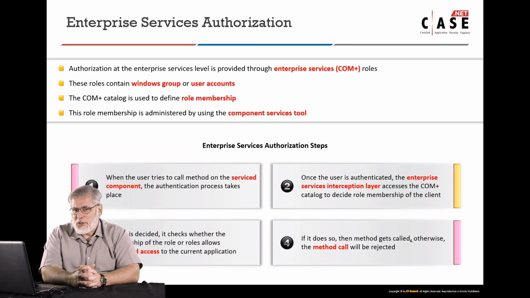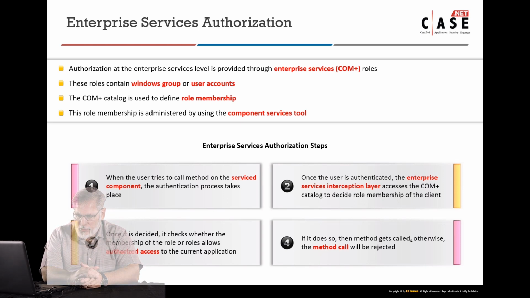What about enterprise services authorization? We mentioned that. Authorization at this level is done through enterprise services. Enterprise services uses its own remote procedure call methods like COM+ and some other similar methods, and these roles are contained within some Windows group, your basic network domain group. And this catalog is used to define role membership. It's administered by a Component Services tool.